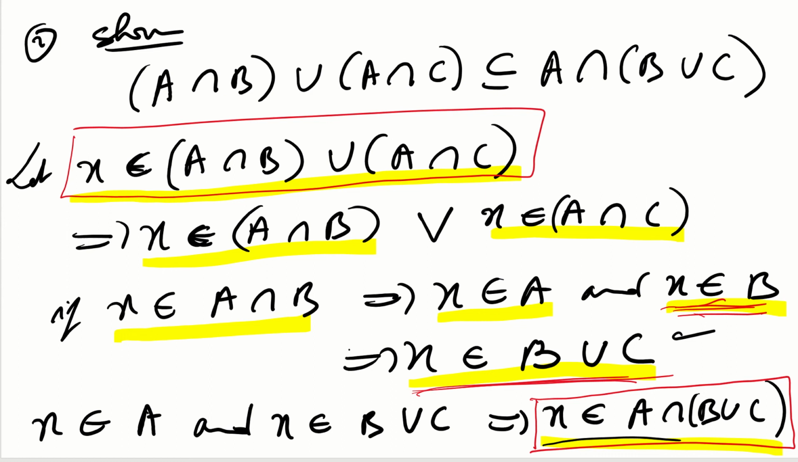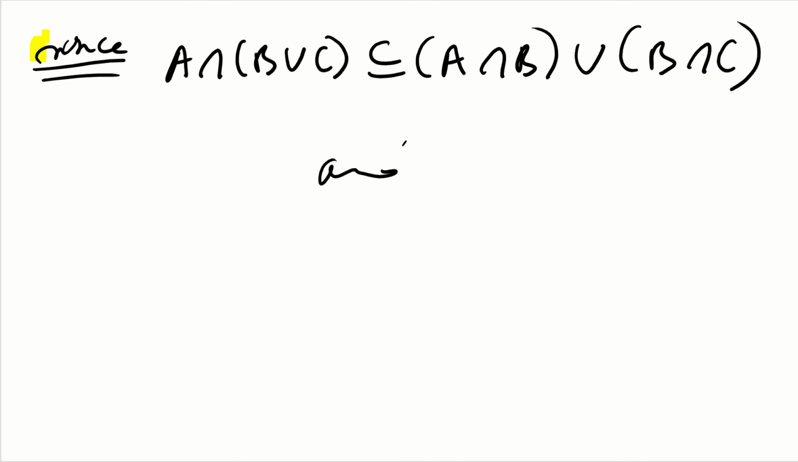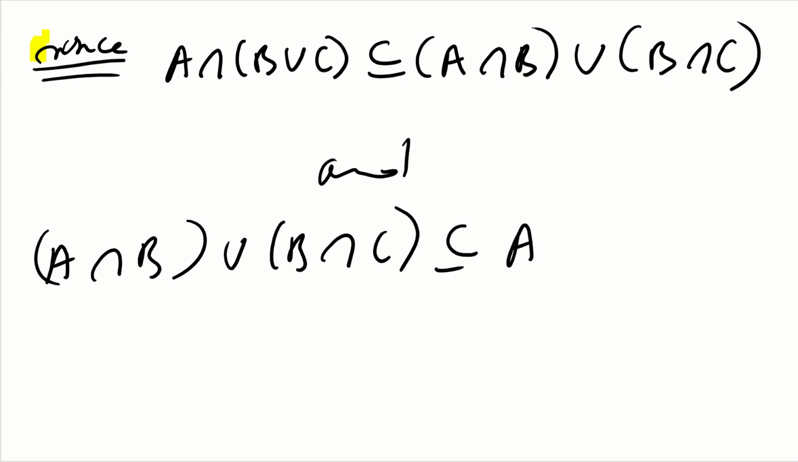The last thing that you have to do is to say that, since A intersection (B union C) is a subset of (A intersection B) union (B intersection C), and (A intersection B) union (B intersection C) is a subset of A intersection (B union C), then you conclude that our expression is true. So basically we are done with the proof here.